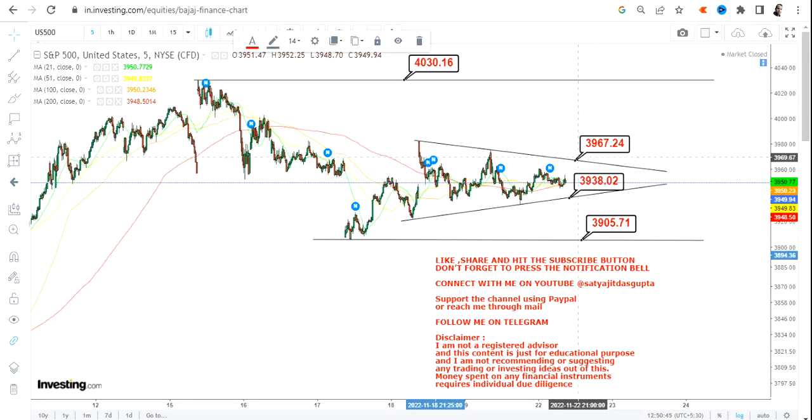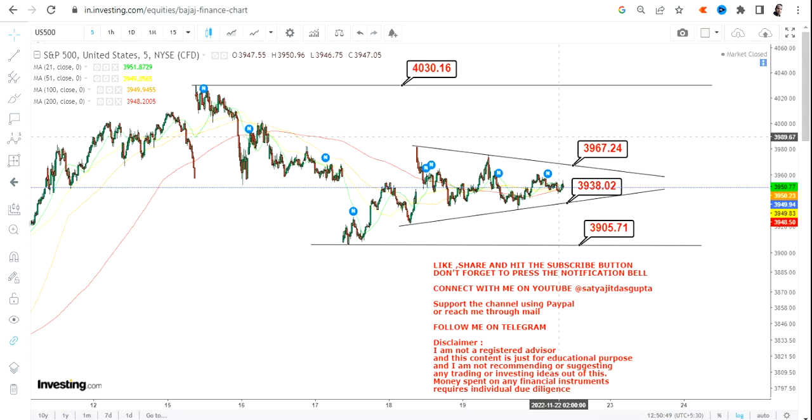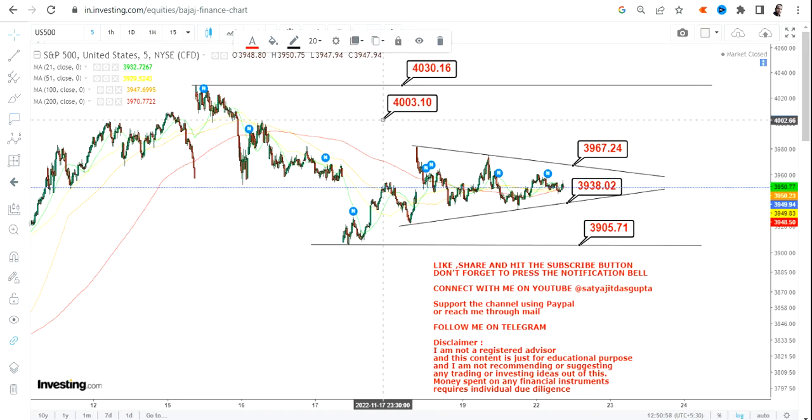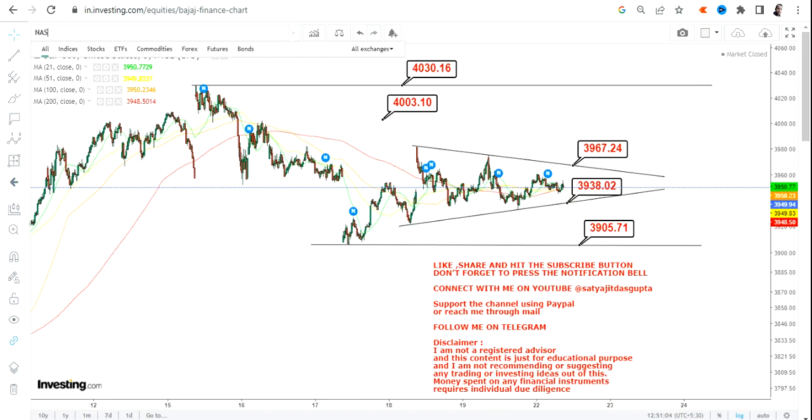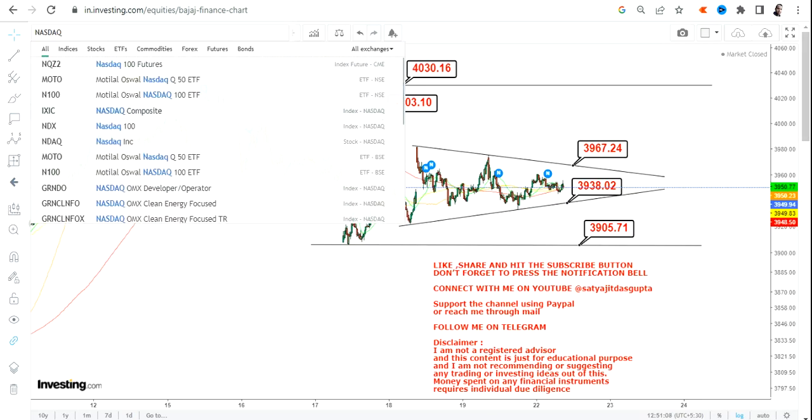Okay, and a breakout will only be registered if S&P 500 starts trading above 3970 or more, in which case we have two specific levels to look at, and they will be 4000 and 4030 on the upside.